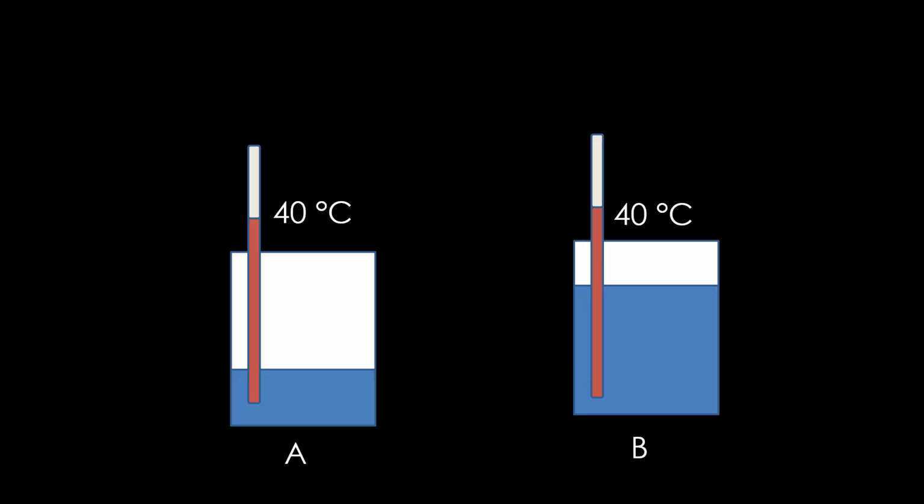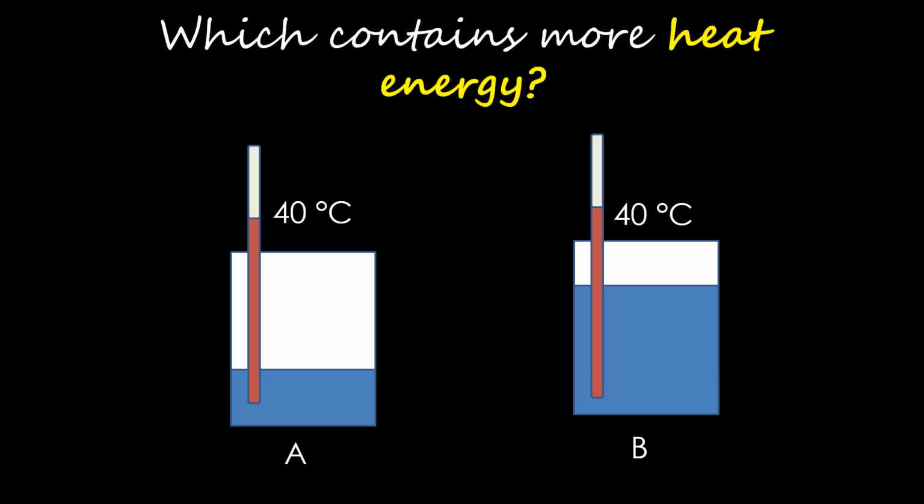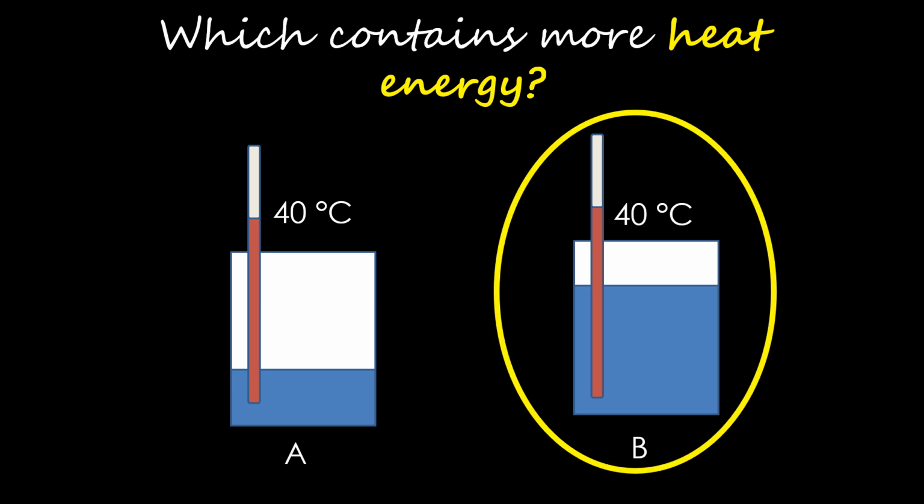So let's take a look at this question. We've got two containers. Container A, let's say that the liquid inside both is water. They're equal size containers. They have different amounts of water, but they're at the same temperature. So which one do you think contains more heat energy, more total energy? So take a moment and think about it. All right, so it would be letter B.